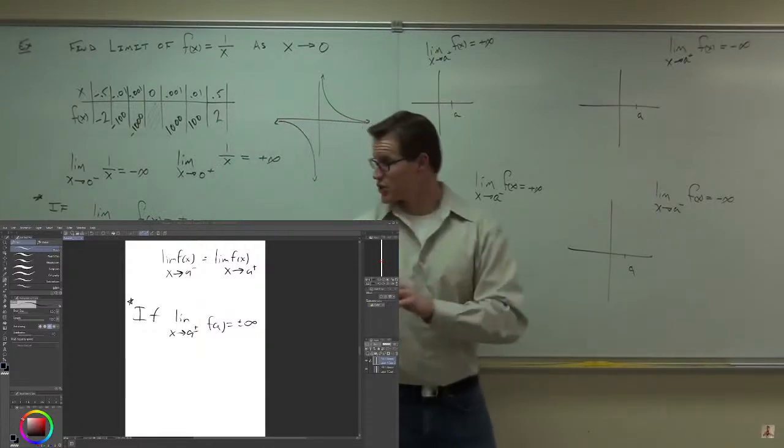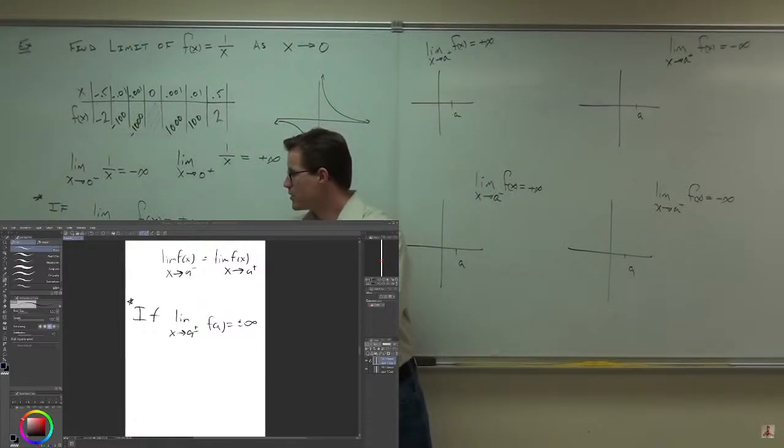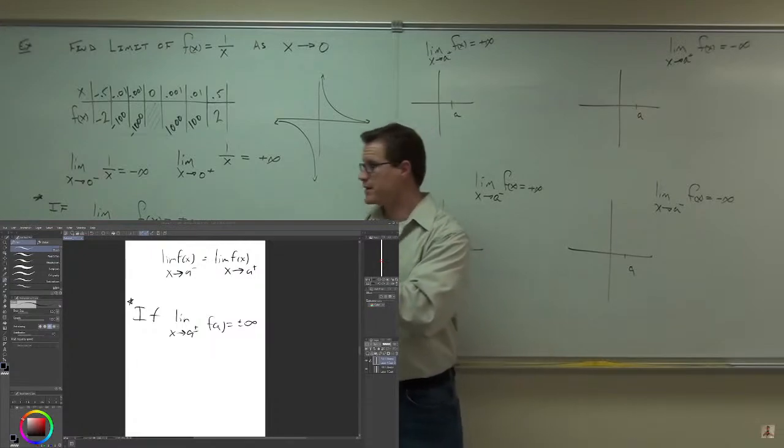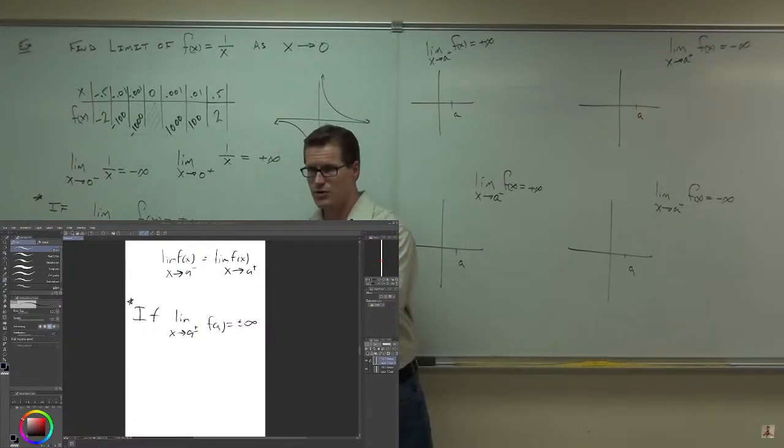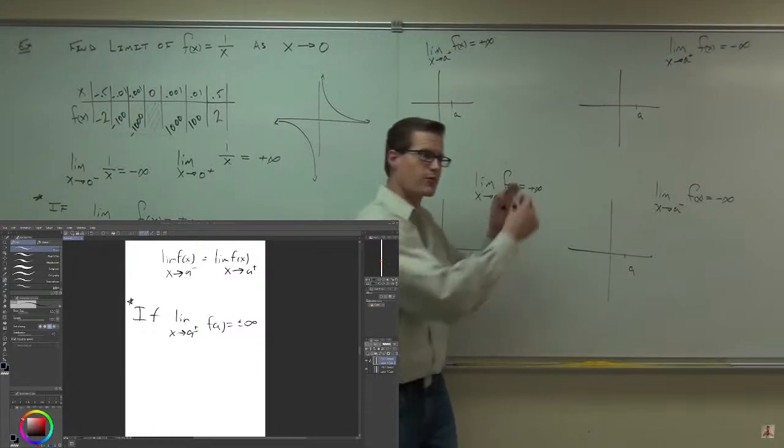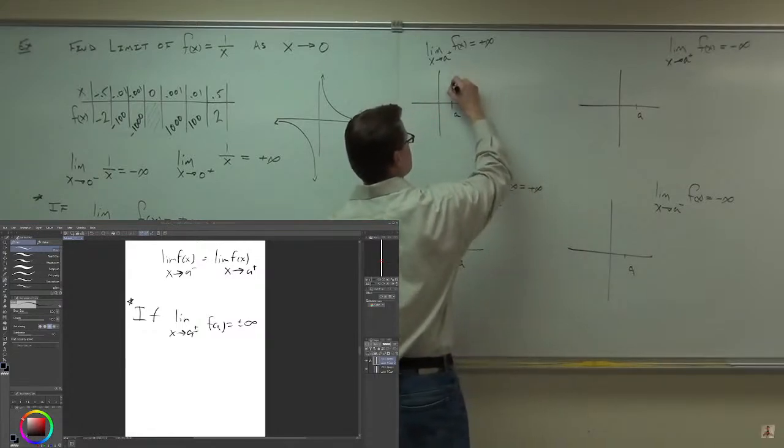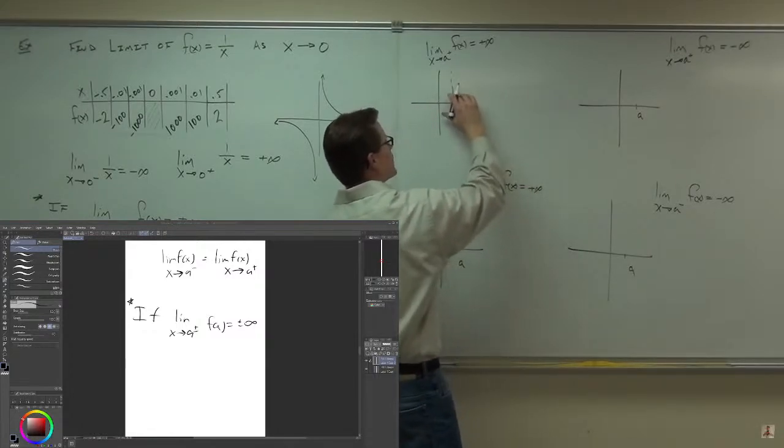In either case, as we just talked about, if your function is going to positive or negative infinity when x is going to a from the left or the right, you're going to have an asymptote. So every one of these is going to be an asymptote. Well, that's the worst asymptote I've ever drawn.